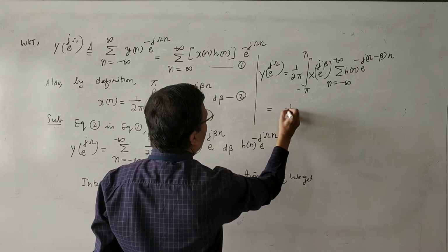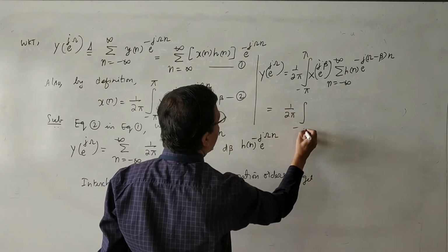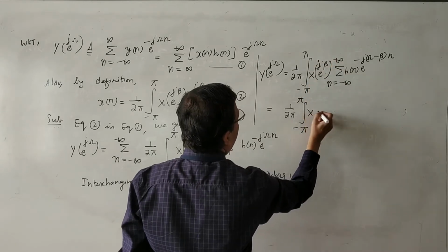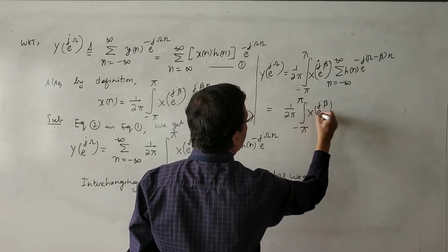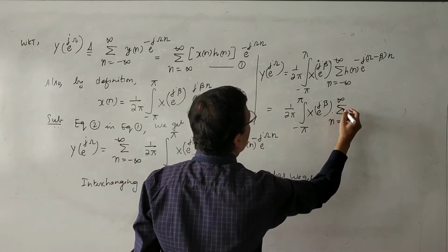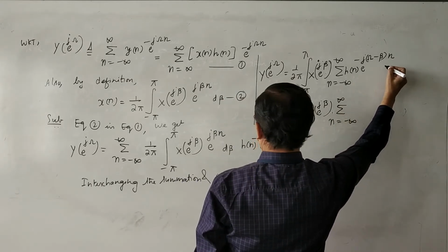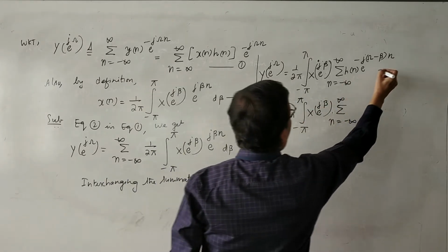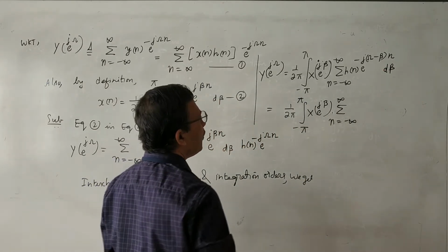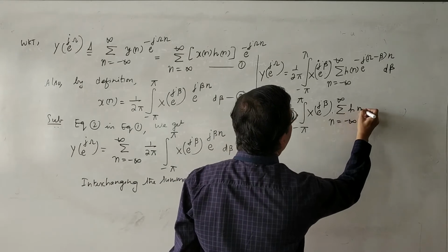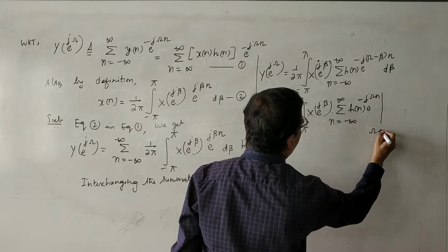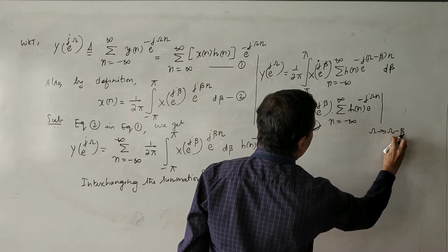This is nothing but 1 by 2 pi integration minus pi to plus pi x of e to the power j beta d beta, summation n equals minus infinity to plus infinity h of n into e to the power minus j omega n with omega replaced by omega minus beta.